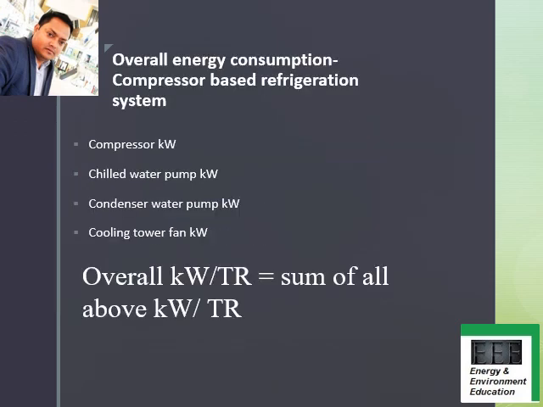So the overall energy consumption in the case of compressor-based refrigeration systems. This is also an important point to be noted from your exam point of view. Basically, there are four major areas where the energy is consumed. First one is the compressor itself, where the major energy is consumed in a compressor-based refrigeration system. Second one is the chiller water pumps. Third one is the condenser water pumps, and the fourth one is the cooling tower fans. So these are the four areas where the major energy is consumed.